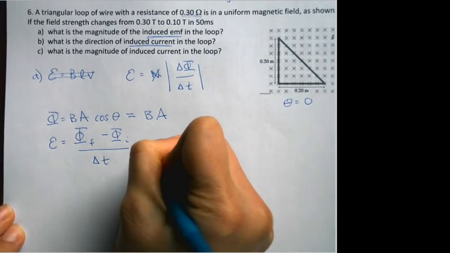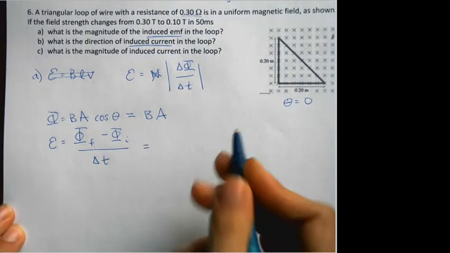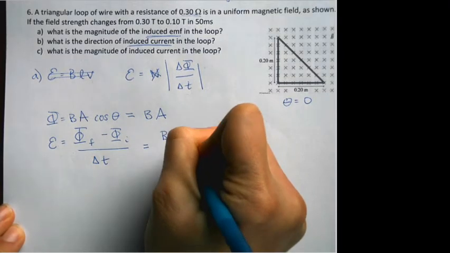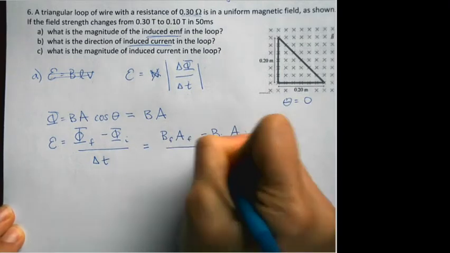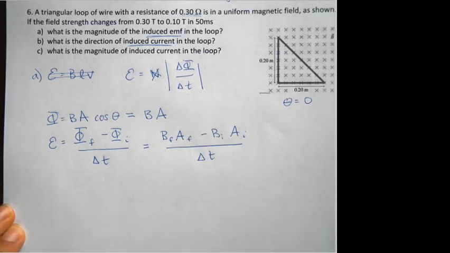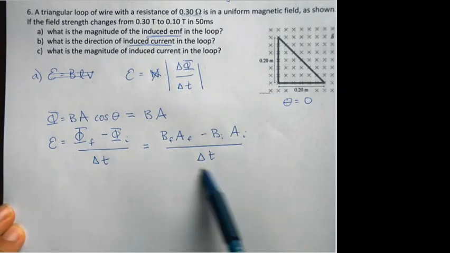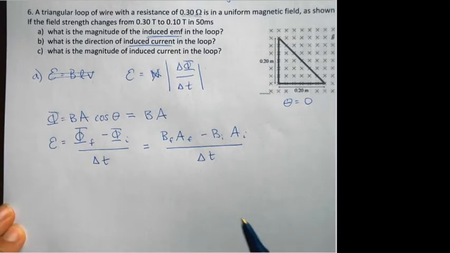And let's plug in BA here. So I will say B final, A final minus B initial, A initial divided by delta t. So that's the formula that is sort of an expanded version of what we were looking for.